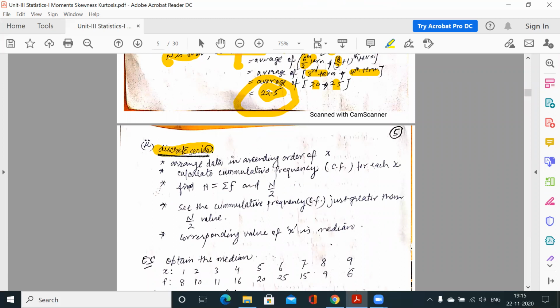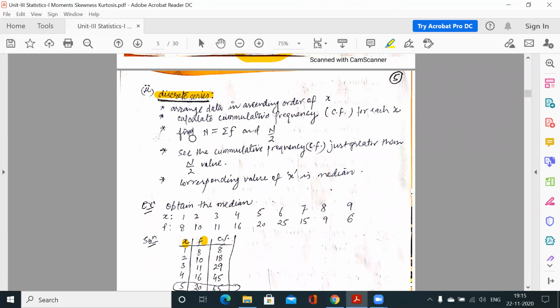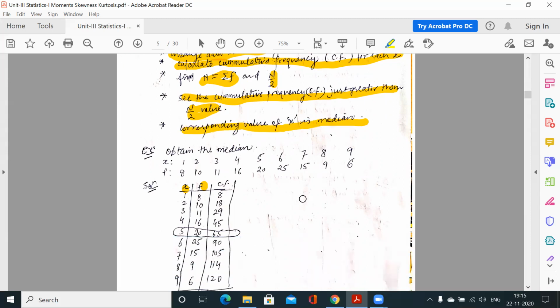Now the discrete series. For a discrete series, we have X and the corresponding frequency. So what is the process to get the median? Arrange the data in ascending order of X or in descending order of X, and calculate the cumulative frequencies for each X. Find n, which is the sum of all frequencies, summation f, and n by 2. See the cumulative frequency just greater than the n by 2 value. The corresponding value of x is the median. So this is very easy.